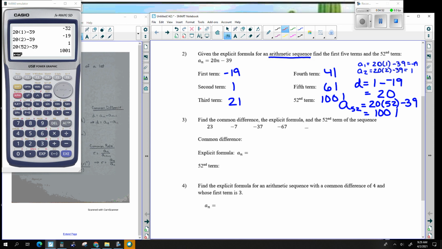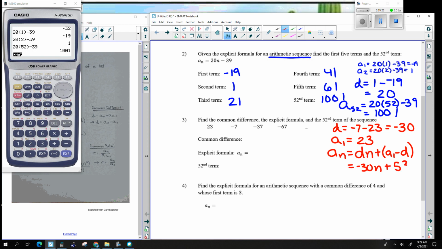All right. Find the common difference. What's the explicit formula? What's the 52nd term? All right, so the common difference, A2 minus A1, is negative 7 minus 23, that's negative 30. A1 is 23. AN, okay, again, this is dn plus a1 minus d. I usually don't write this, but you can kind of see what I'm doing here. So this is negative 30n, plus a1 minus d. So that's 23 minus negative 30, so that's going to be positive 53.